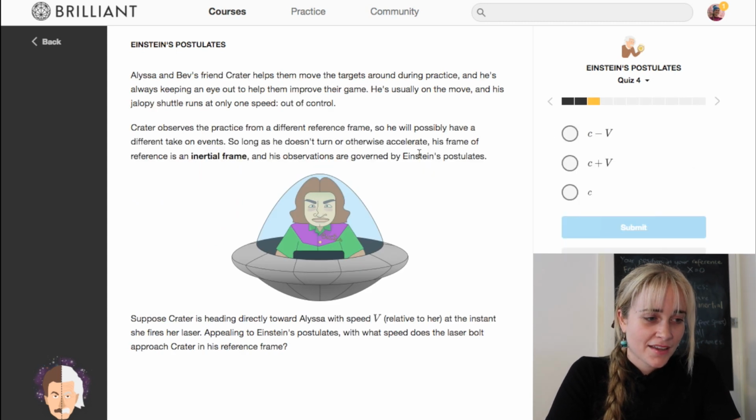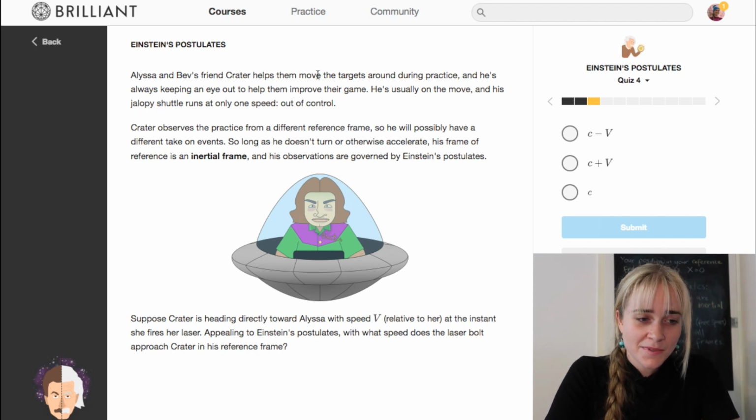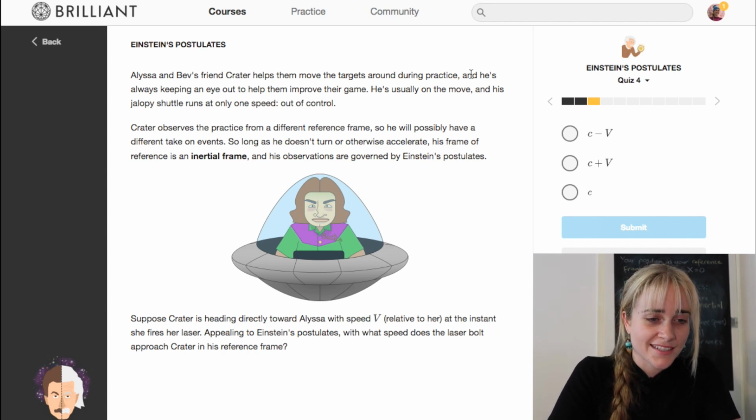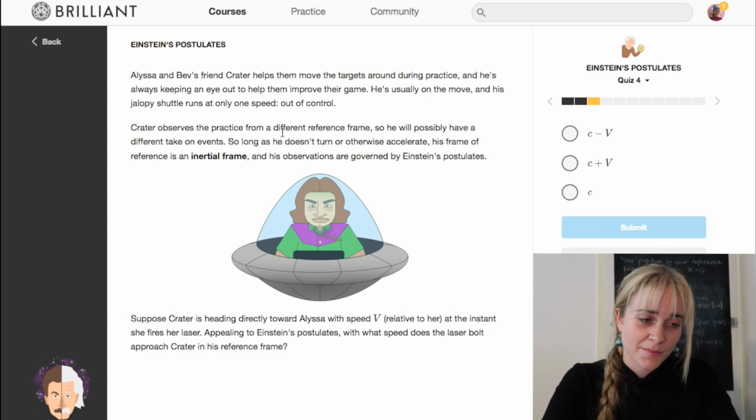Okay. So they have another friend called Crater who helps them move the targets around during practice, and he's always keeping an eye out to help them improve their game. He's usually on the move, and his shuttle runs at only 1 speed, which is out of control. So that sounds like he's moving pretty fast. He observes the practice from a different reference frame, so he will possibly have a different take on events.